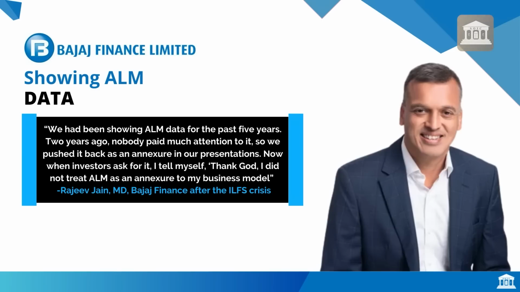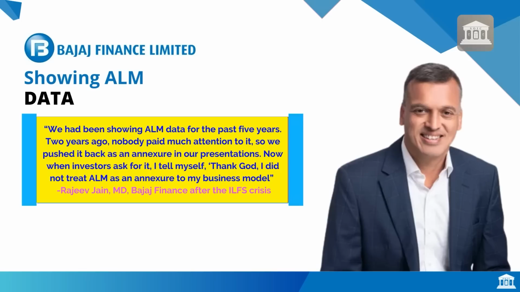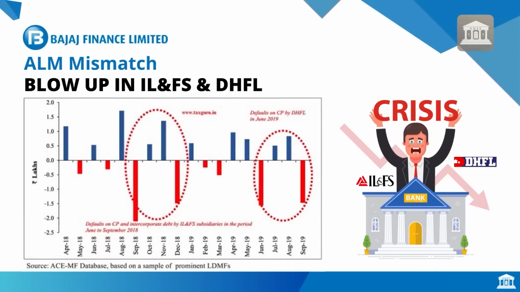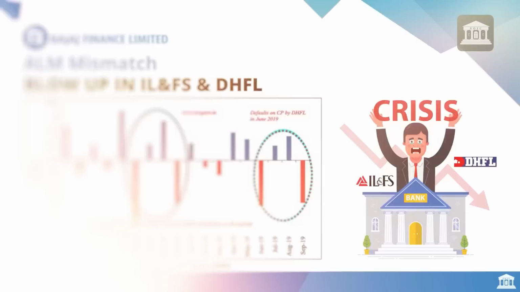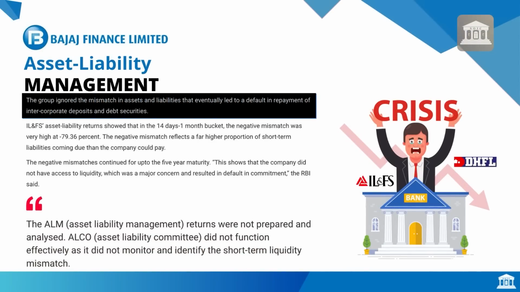Mr. Rajeev Jain said, we had been showing ALM data for the past 5 years. 2 years ago, nobody paid much attention to it, so we pushed it back as an annexure in our presentations. Now when investors ask for it, I tell myself, thank God I did not treat ALM as an annexure to my business model. And why is it so? Because if you look at the ALM mismatches in ILFS and DHFL, you will just see that ILFS and DHFL both reported massive losses. And also they defaulted on their commercial papers, and also they defaulted on intercorporate debt, and also they defaulted on a lot of other debt that was outstanding.